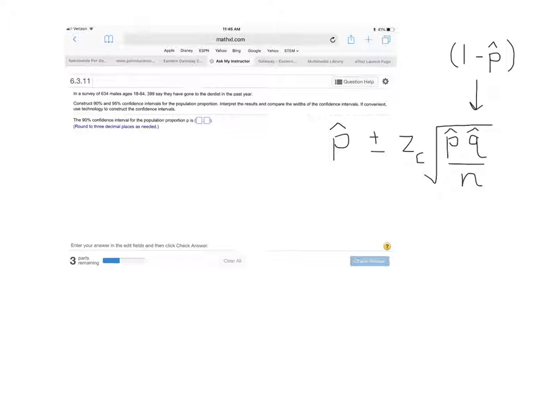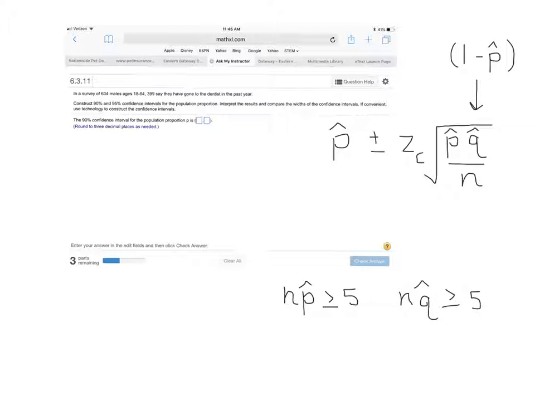Now what makes using the normal curve valid is we really need to check to be sure that the expected number of successes, which is found by taking n times p hat, has to be at least 5, and that the expected number of failures, which is found by taking n times q hat, also has to be at least 5. So if those both are big enough, then we can confidently use the normal curve.